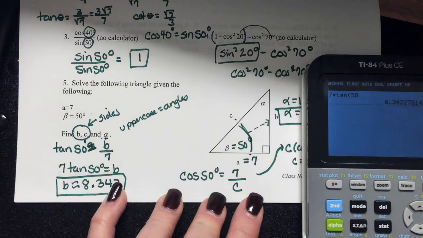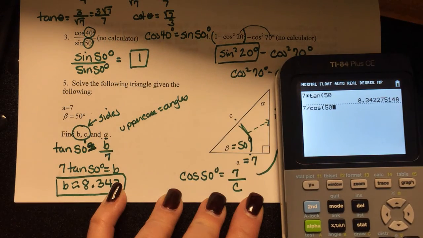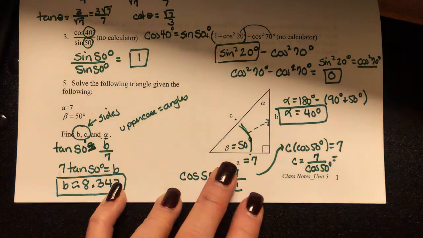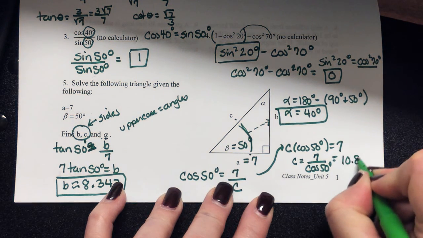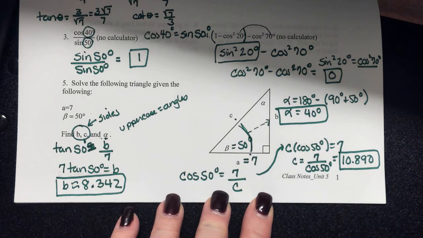So I'll just type that in my calculator. So 7 divided by the cosine of 50. So 10.890. Again, you're always rounding to 3 decimal places.